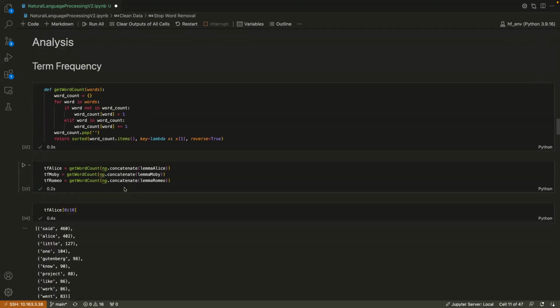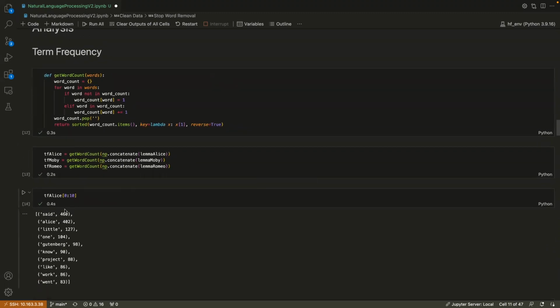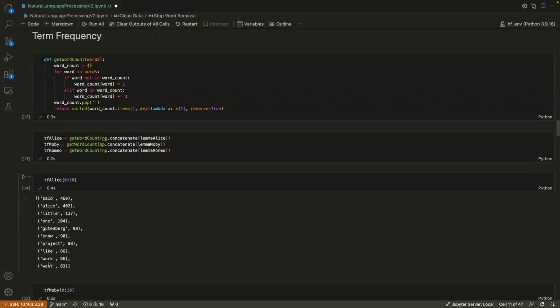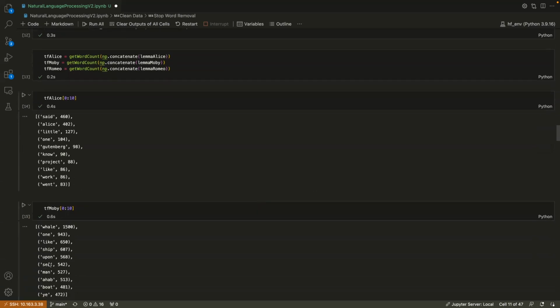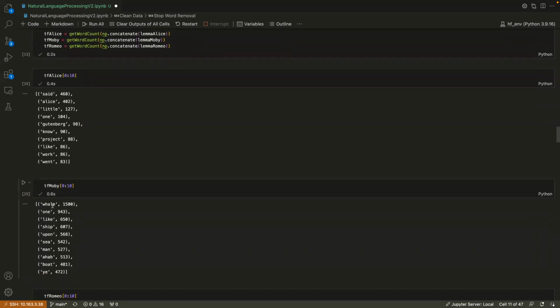So we can do term frequency for Alice, right? We have the term used and the number of times it's used. It's said, Alice, little, one, Gutenberg's in there, which is probably from the text describing that it's from Project Gutenberg. And then we have Moby Dick, and who would have thought that the word whale is the most used word in Moby Dick, because it's just about a guy chasing a whale.